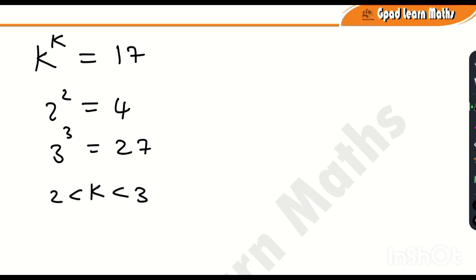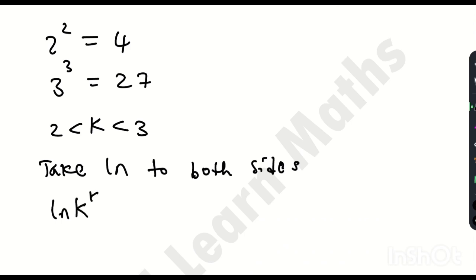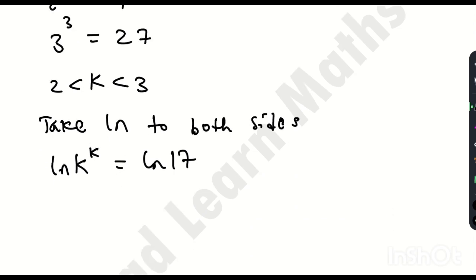We'll start by applying the natural logarithm to both sides of the equation. Now, the reason for that is to put this power k down. So let me just say, take the natural logarithm, that's ln, to both sides. So I'm going to have ln of k raised to the power k is equal to ln 17. Now moving on, from one of the logarithm laws, this k is going to multiply the logarithm. That would be k ln k is equal to ln 17.